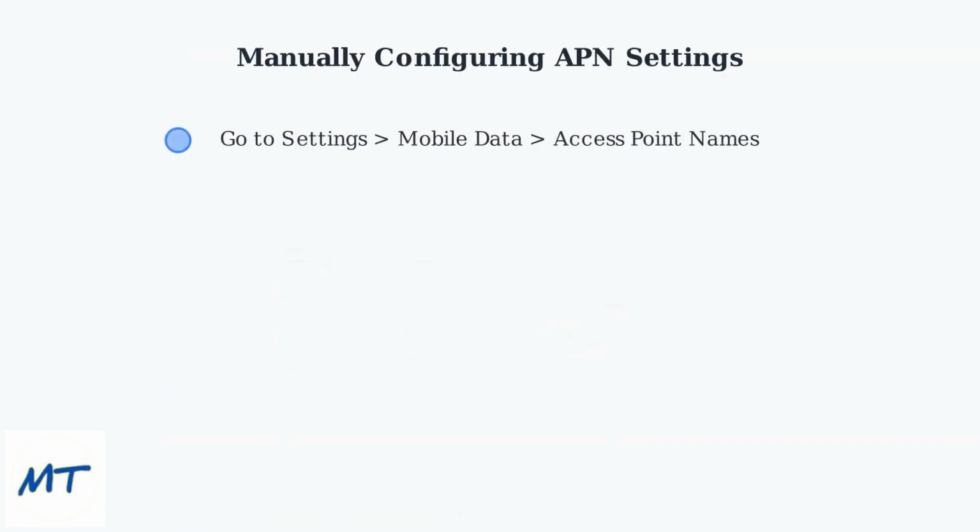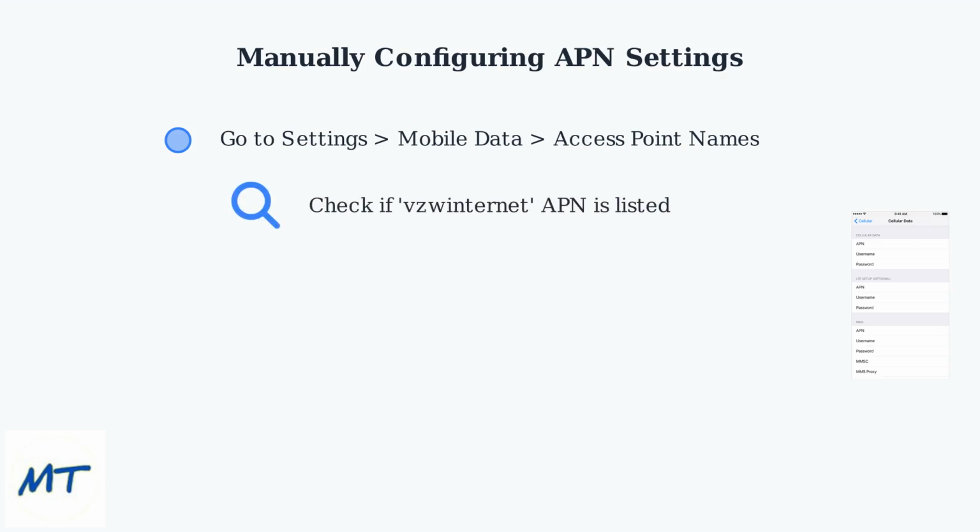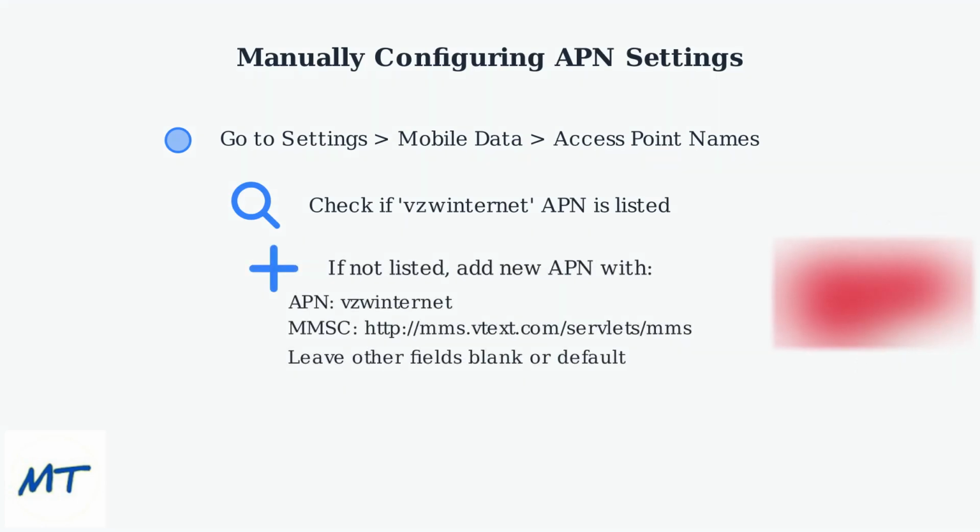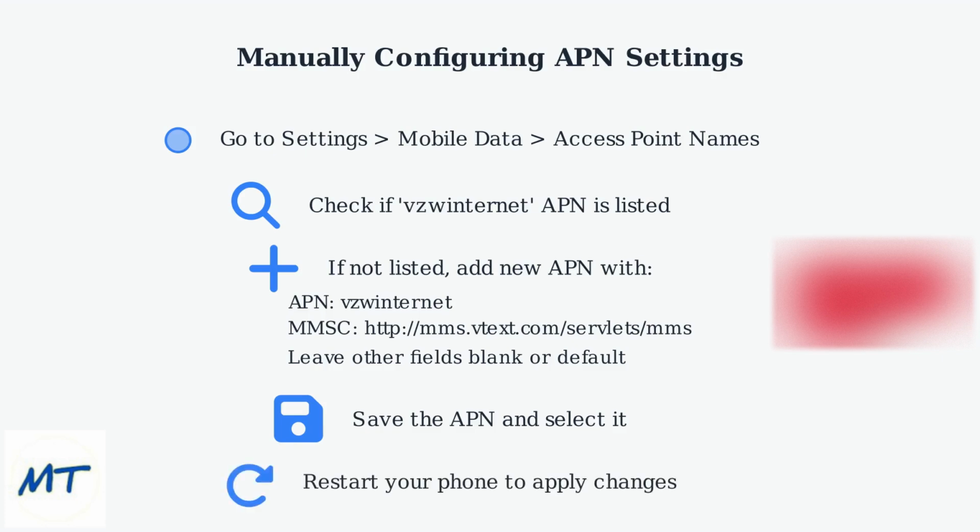To manually configure APN settings, first navigate to your phone's settings, then mobile data, and finally, access point names. Check if the VZ Winternet APN is already listed in your access point names. If it's not listed, add a new APN with the following settings. APN should be VZ Winternet, MMSC should be https://ms, and leave other fields blank or as default. The APN settings route your data traffic through the correct network path. After configuring, save the APN and make sure it's selected as active. Restart your phone to apply the changes. If issues persist, some users may need to reset their network settings entirely.